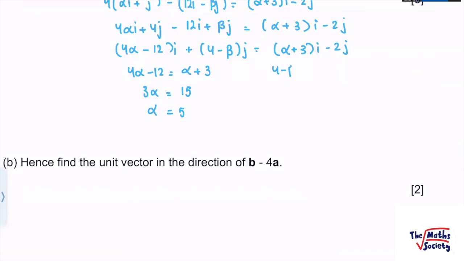And then you have 4 plus beta j is equal to minus 2. So that's beta, not bj. So, I'm sorry, 4 plus 2, that's going to be 6. And that's going to be our beta.